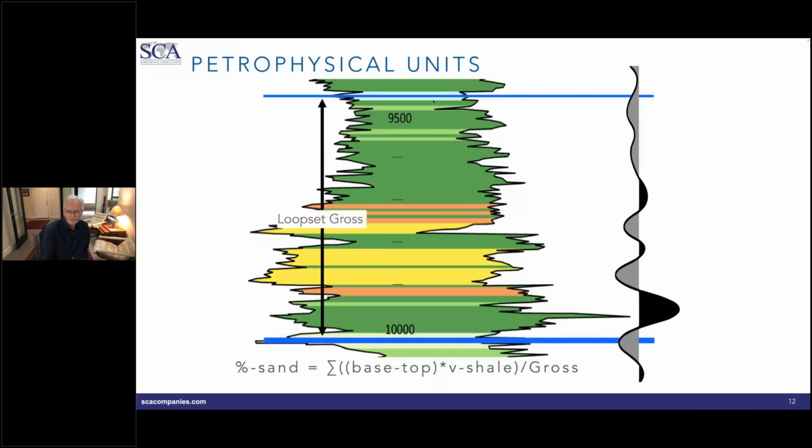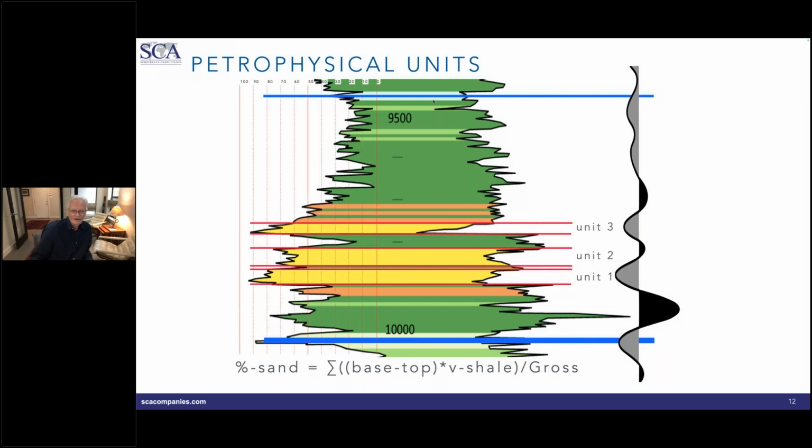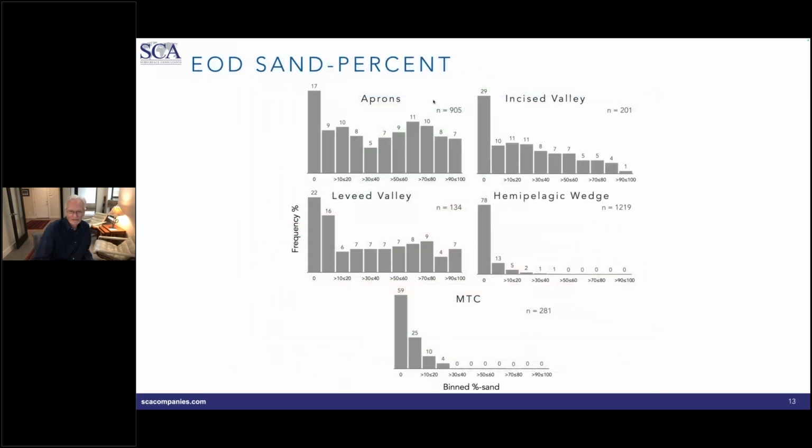So to define the gross sediment caliber, or the amount of sand within a seismic facies unit, first you define the gross loop set thickness. And so you can see the set of loops on the right. Then you simply identify the stratigraphic units, and from there, we use typical, let me back up a sec.